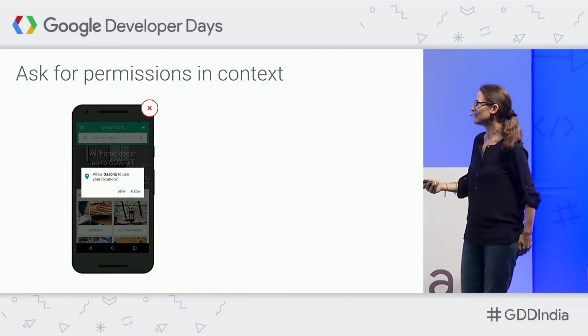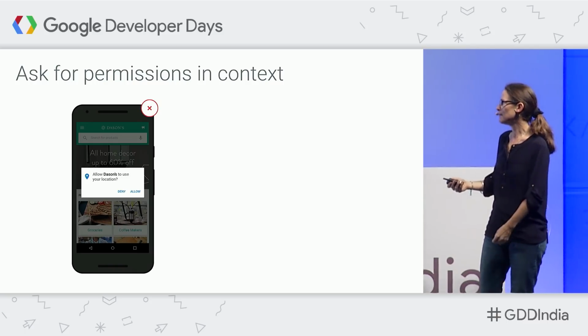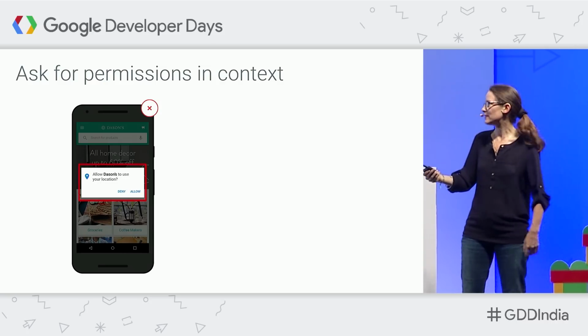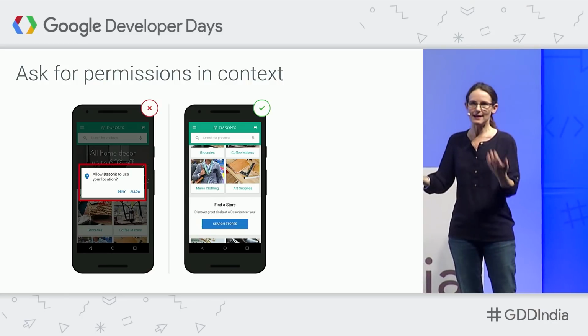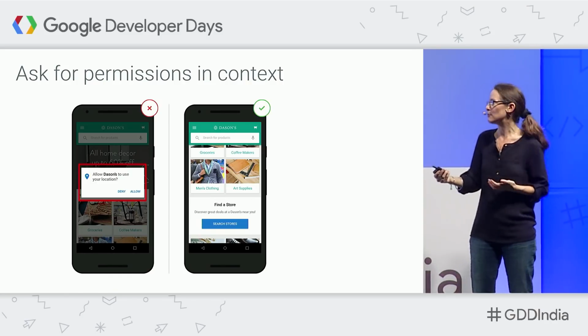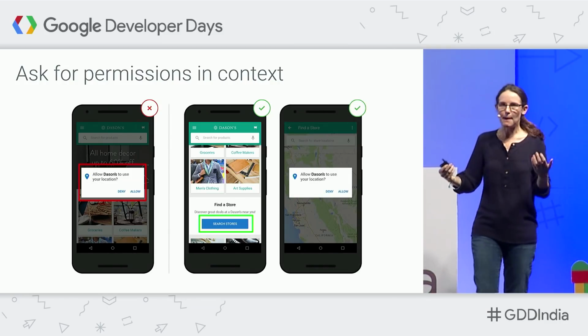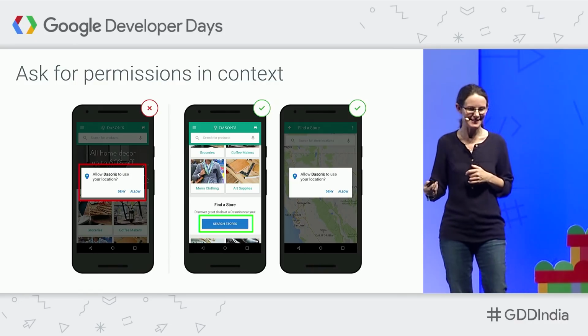So let's have a look. On the left, you see that the user is asked right up front when they open this e-commerce app. They want to use a location. It's a poor experience. Often people will say no because they don't have the context for it. In this one, they are in the app, they're using it, and at this point, they want to search for a store, so they click this button. And it's much more obvious to the user why they're being asked for this permission at this time.